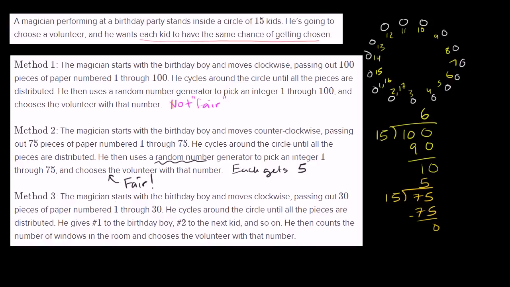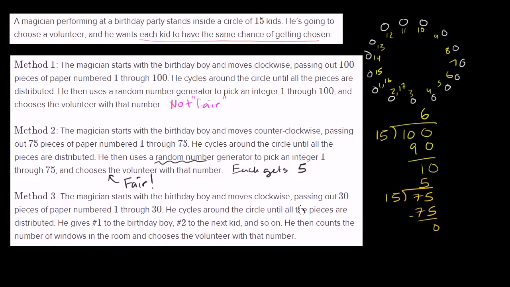Now let's think about method 3. The magician starts with the birthday boy and moves clockwise, passing out 30 pieces of paper numbered 1 through 30. So they're all going to get the same number of pieces of paper. They're all going to get 2 pieces of paper each. 15 children getting 2 pieces of paper each would be 30 pieces of paper. So that looks reasonable so far.